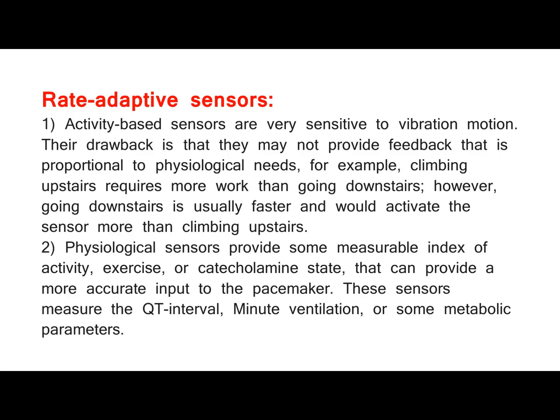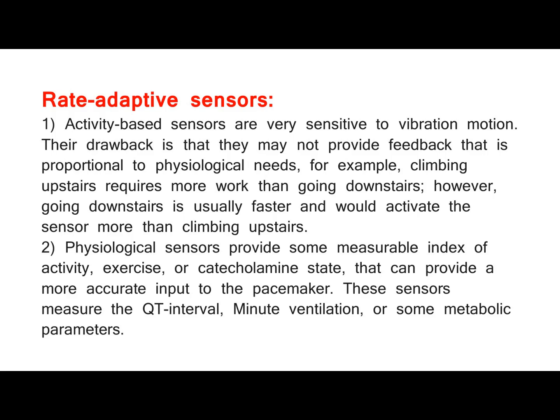Rate-adaptive sensors. 1. Activity-based sensors are very sensitive to vibration motion. Their drawback is that they may not provide feedback that is proportional to physiological needs. For example, climbing upstairs requires more work than going downstairs. However, going downstairs is usually faster and would activate the sensor more than climbing upstairs.